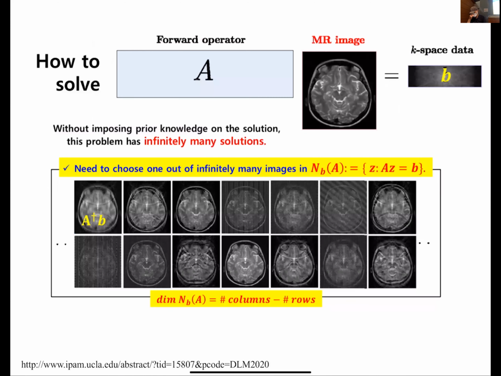Okay. So just to sum up a little bit, what we're doing here is, in MR, we have some object we care about. We have some encoding matrix or forward operator, and we get our k-space data. If I don't have any prior information, then I have infinitely many solutions. So all of these are okay solutions, right? But clearly, you don't have to be a radiologist to tell that some of these solutions do not look like a brain, right?